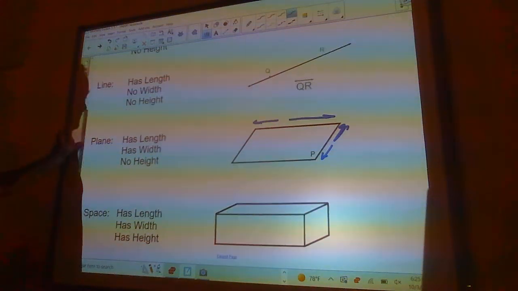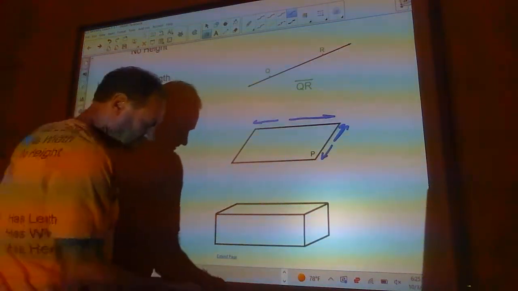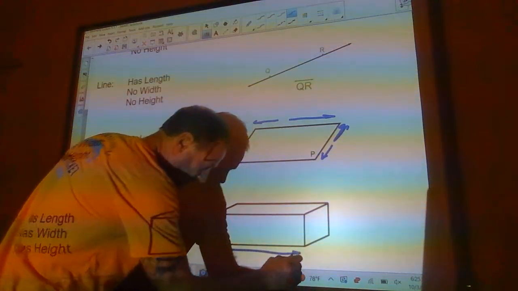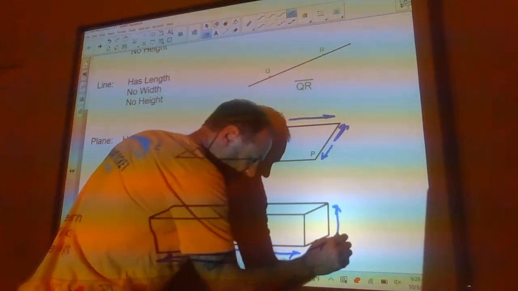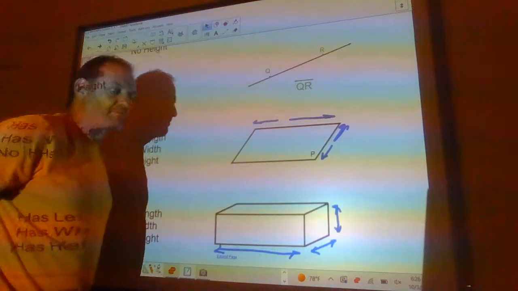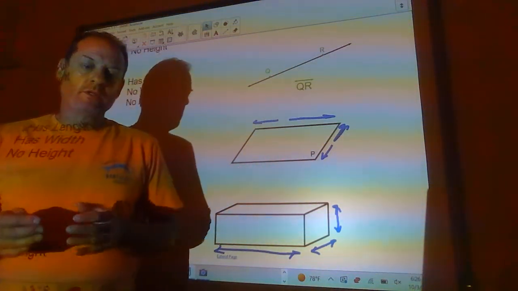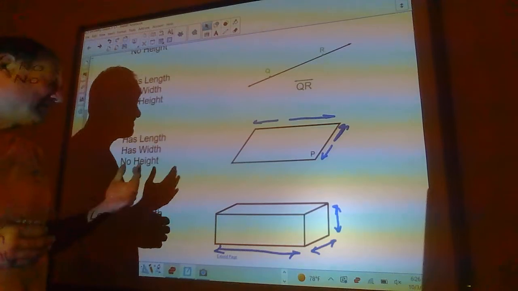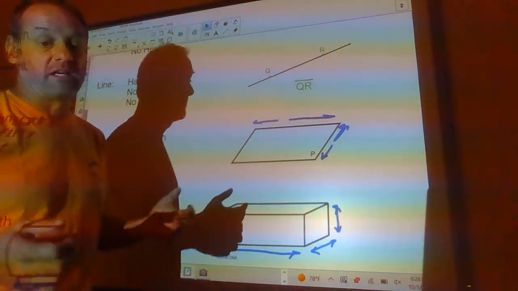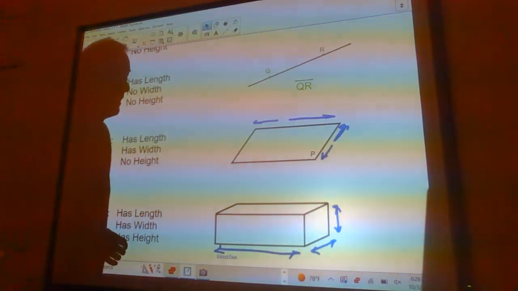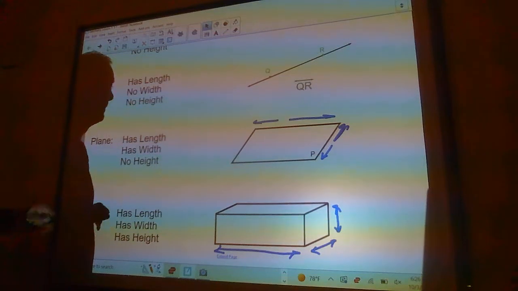Then we have something called a space. A space has length, so it's got length this way. It's got width this way. It's got height this way. So you can think of a space as an empty room. We don't usually name them, but a space can be like a box. It can be anything, actually. It could be a pyramid. But it's something that has length, width, and height.